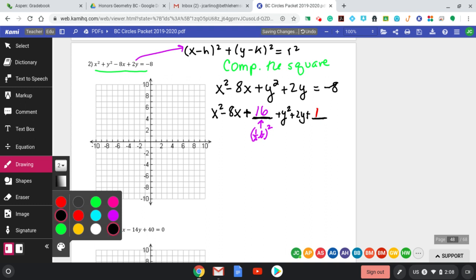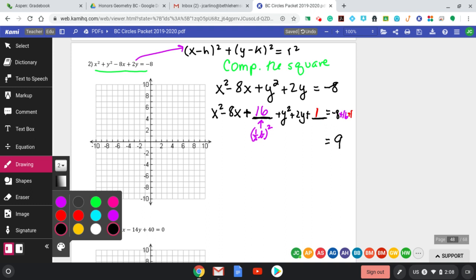Equals -8, but there's a problem. It's unbalanced. What did you guys just do to the left side? You added a 16 and you added a 1. So I have to balance the equation by doing the same on the right side. All right? So that ends up giving me on the right side 9.